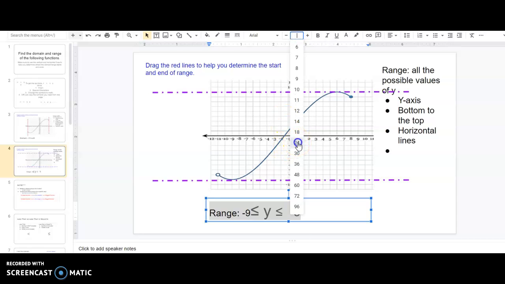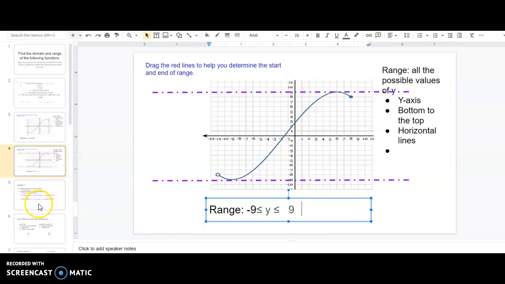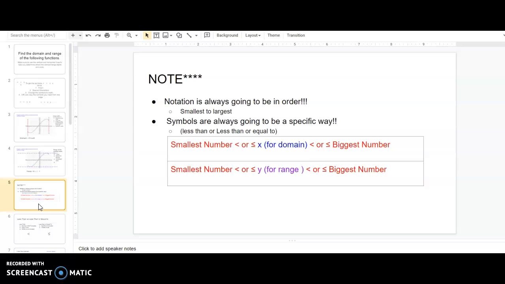So let me get this all up to look nicer. There we go. So it is a solid line, so we include that -9. It is a solid line, so we include that +9. So it's -9 is less than y, which is less than or equal to 9, because you include all the numbers from -9 to 9.